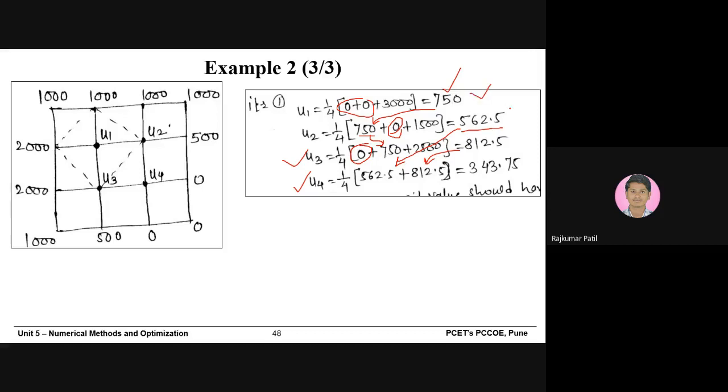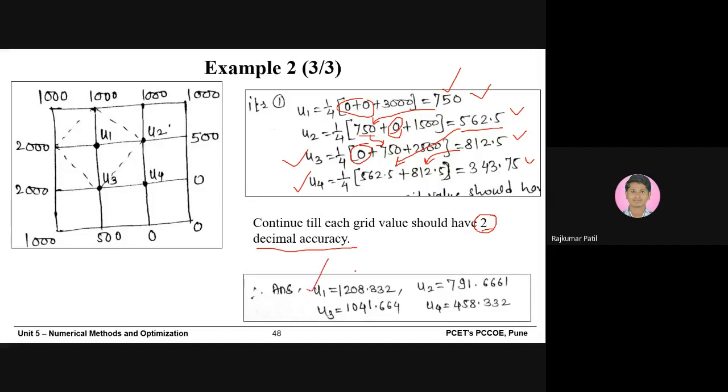Then the first iteration values are available with us. So use those as values for the next iteration and continuously do the iterations. And how long should we do that? Continue till each grid value has 2 decimal accuracy. So repeat this process till you get the values accurate up to 2 decimal points.